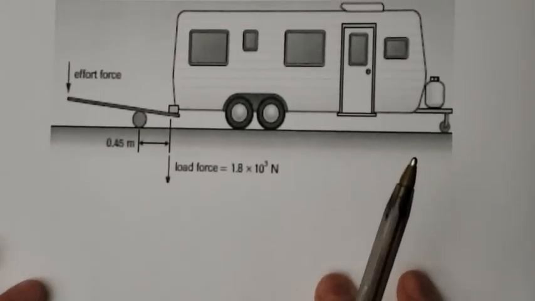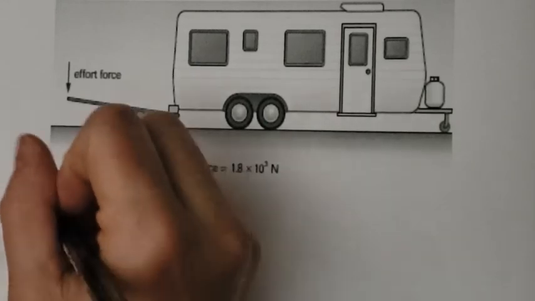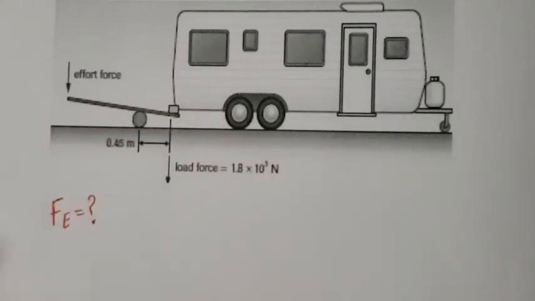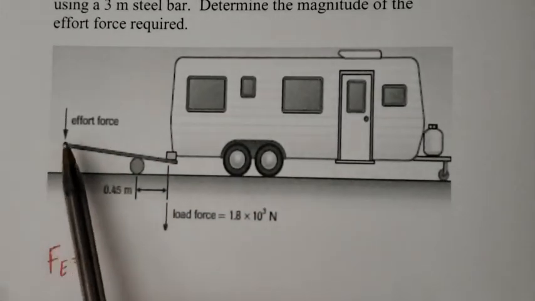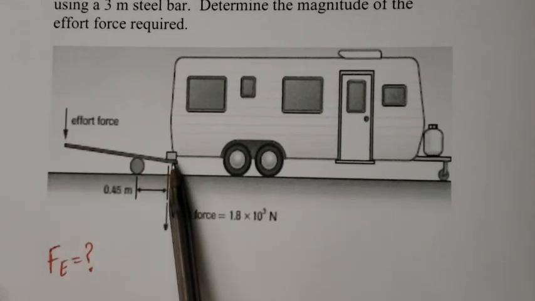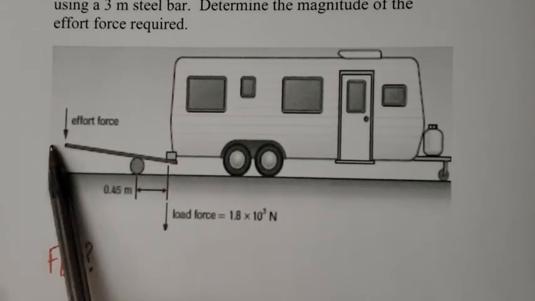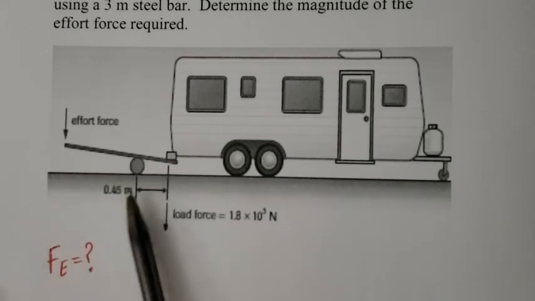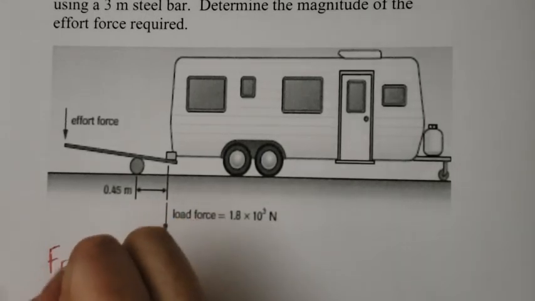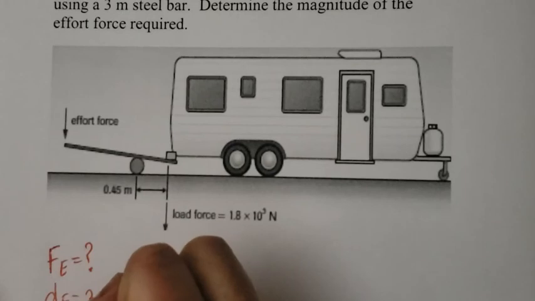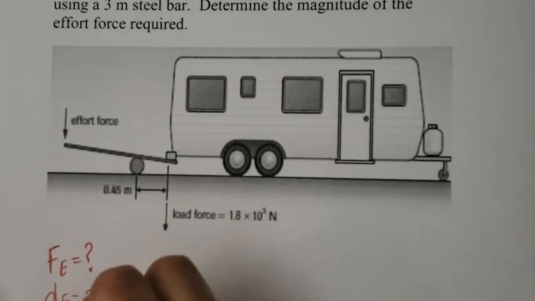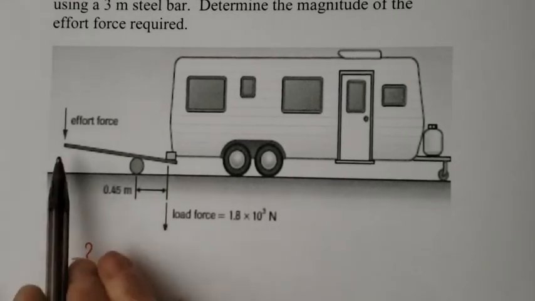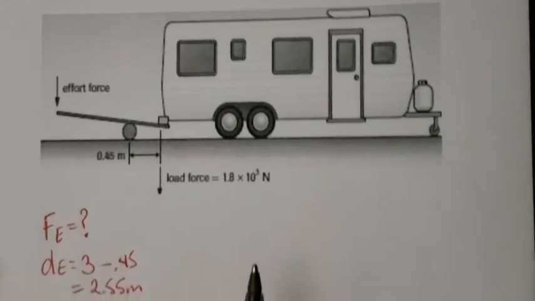So first thing I should always do when I do any physics problem is write down the given information. So I'm looking for force of the effort, and you put a question mark down. When I look at the picture, I know that the whole bar is 3 meters. So the distance between the effort and the fulcrum must be 3 meters minus this little piece here, which is 0.45. So distance of the effort is equal to 3 meters minus 0.45, and that gives me 2.55 meters. Your distances are always to the fulcrum.